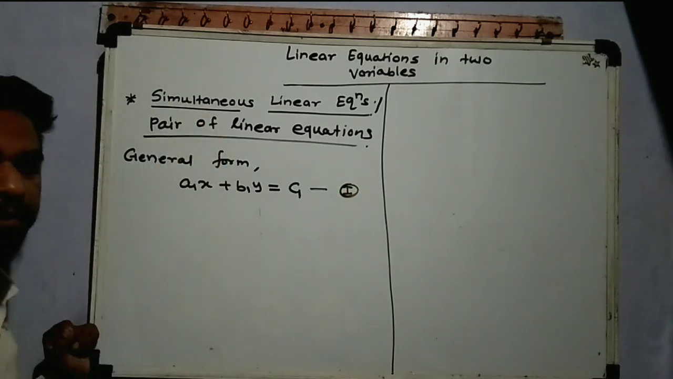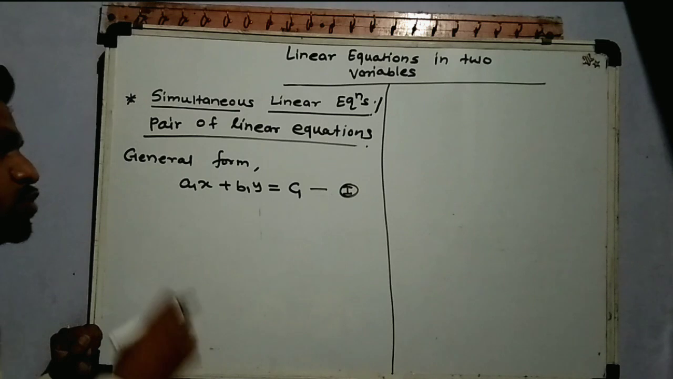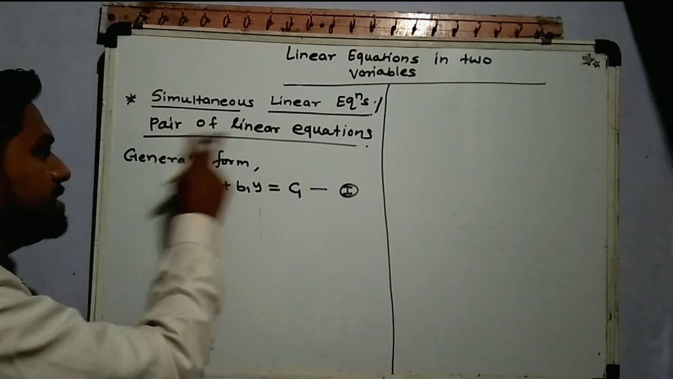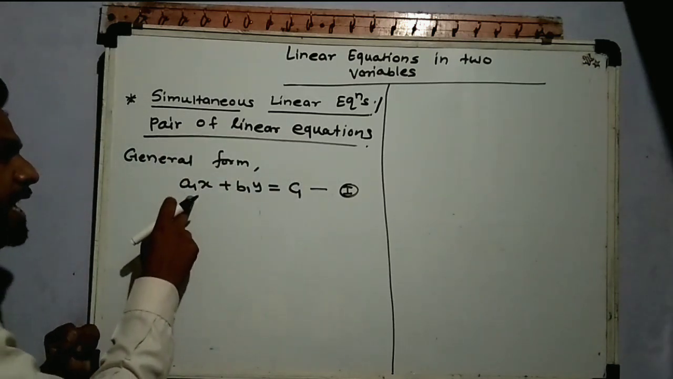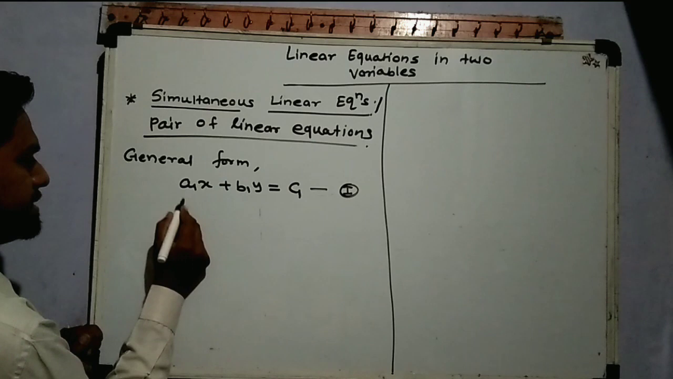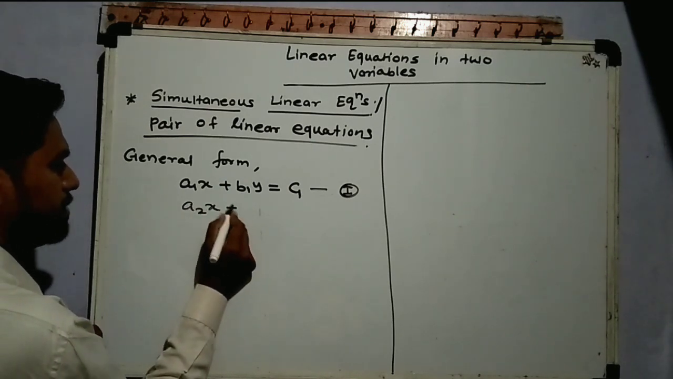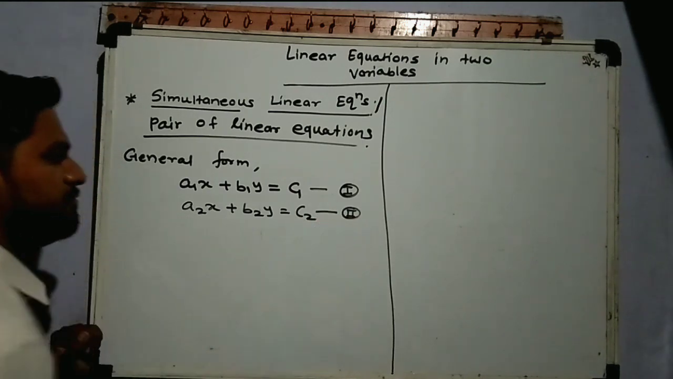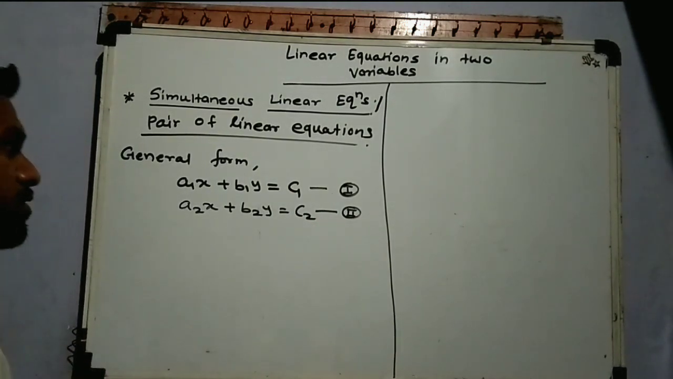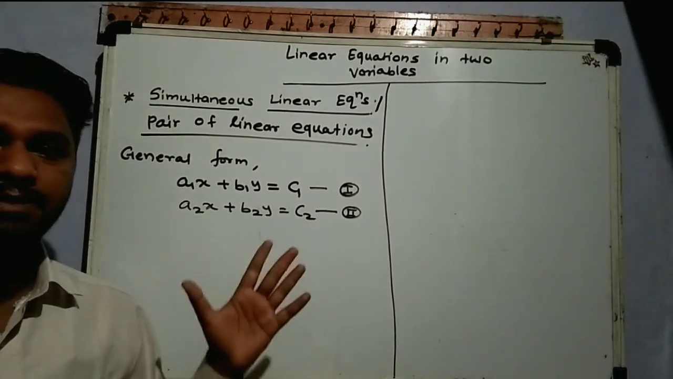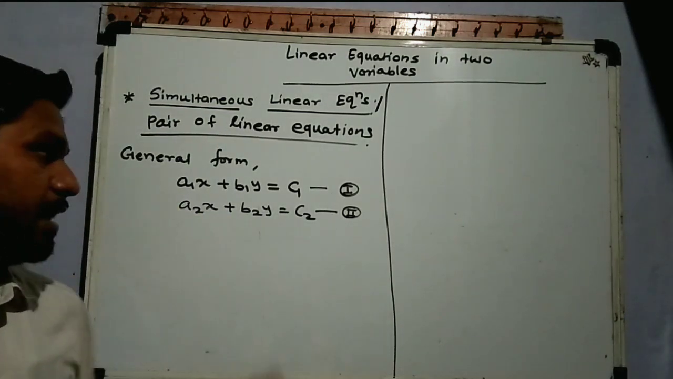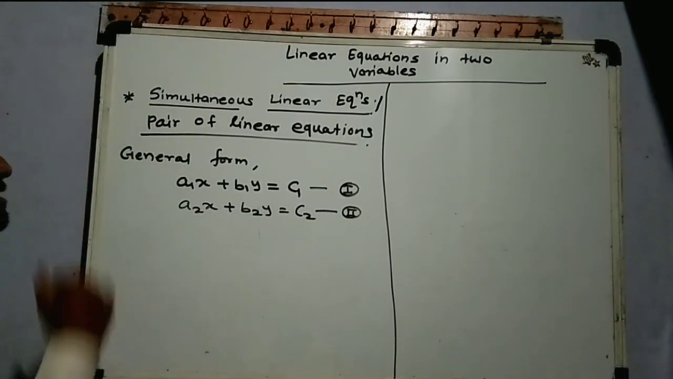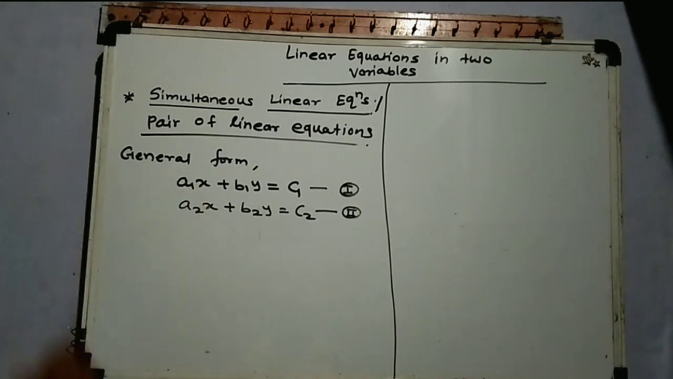So according to our topic, simultaneous means pair of linear equation. We know pair means two equations. So how many equations are there? Two equations. So first equation is a1x plus b1y is equal to c1, and second equation is a2x plus b2y is equal to c2. Okay, so we learned in our first lecture what a1 b1 c1, or what abc is. Abc are any real numbers, and x and y are any two variables. Okay, so in this general form of simultaneous equation we get two equations.